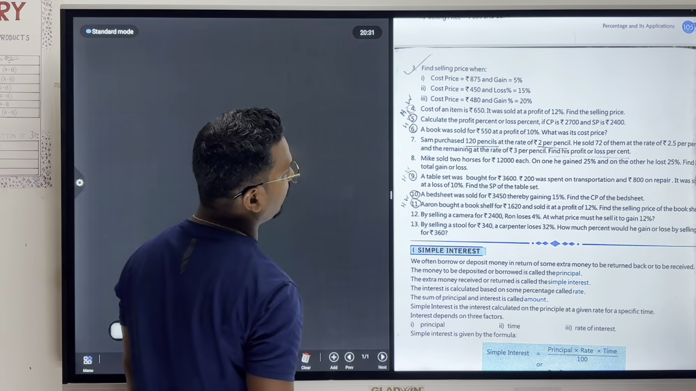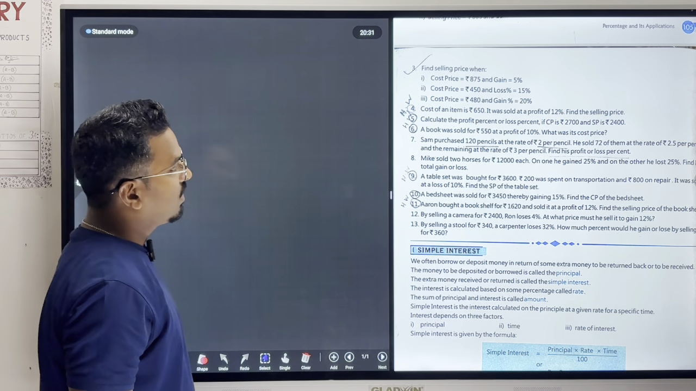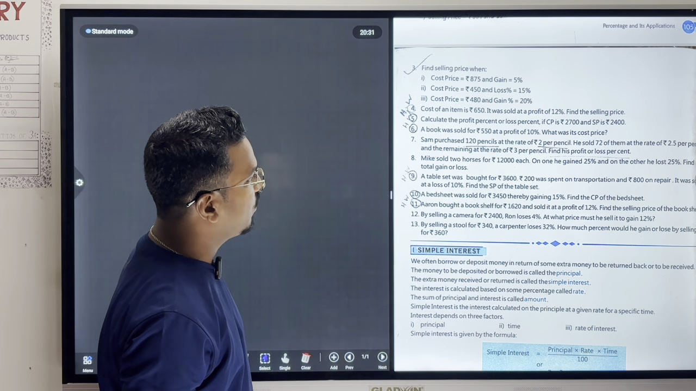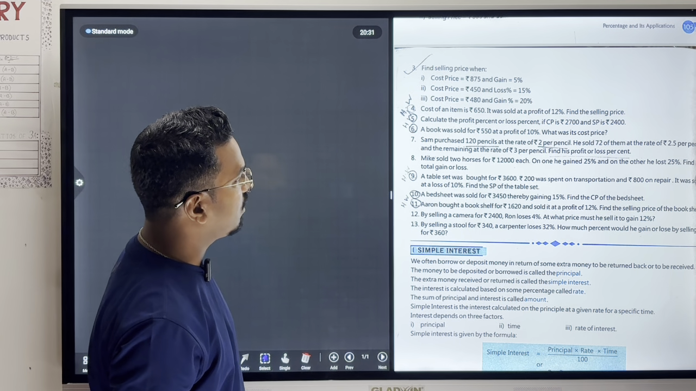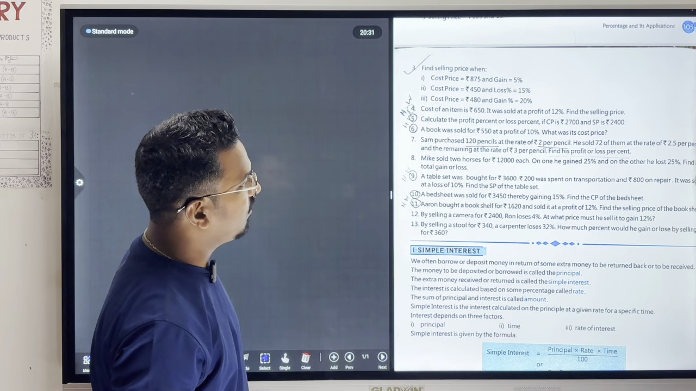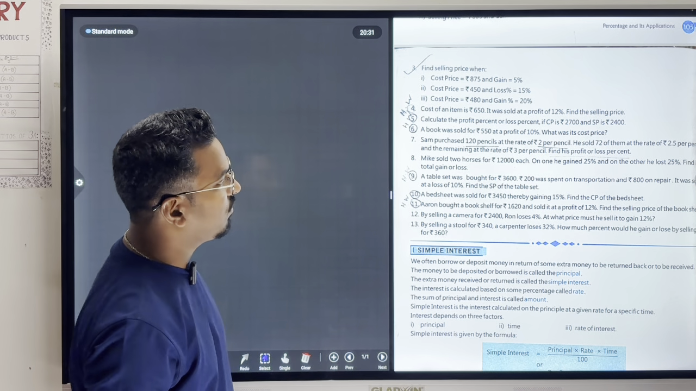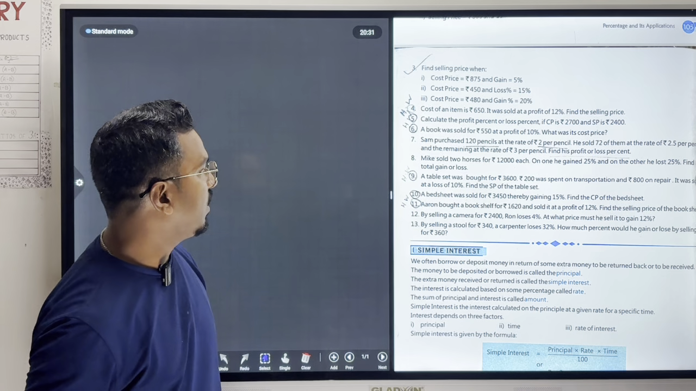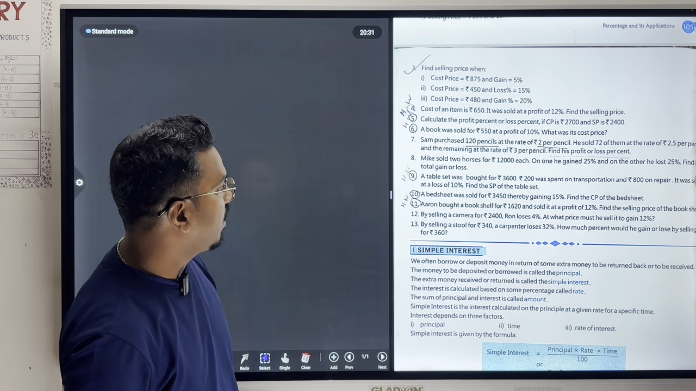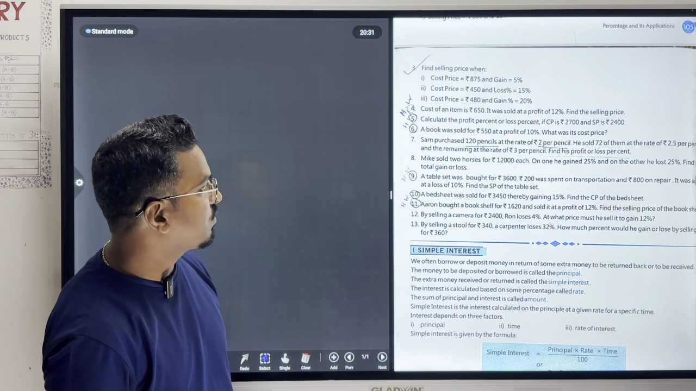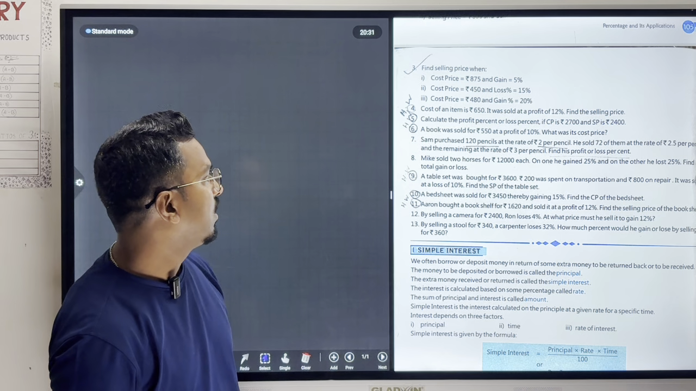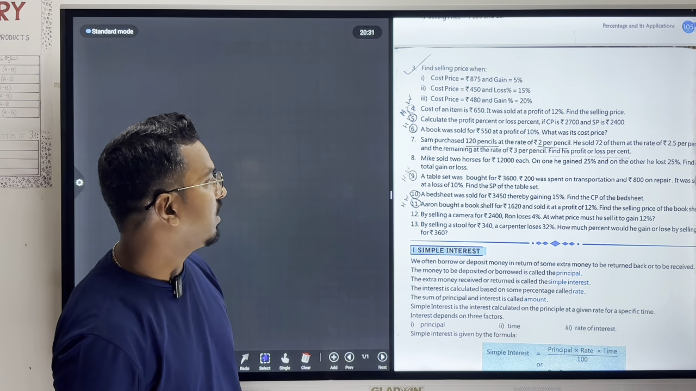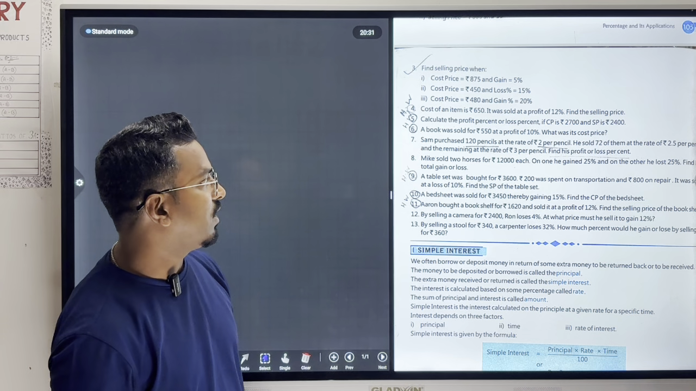Next, question number 7. Sam purchased 120 pencils at the rate of rupees 2 per pencil. He sold 72 of them at the rate of 2.5 per pencil and the remaining at the rate of 3 per pencil. Find his profit or loss percent. Okay, Sam purchased 120 pencils at a rate of 2 per pencil.